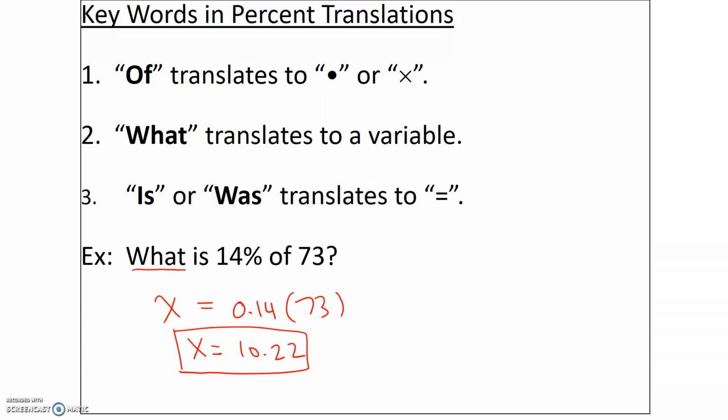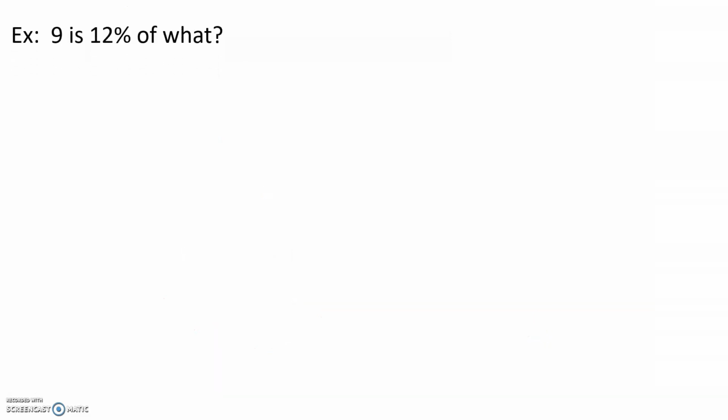Let's look at another example. 9 is 12% of what? So 9 is 9. The word is translates to equal to in the mathematical symbol. 12%, we have to convert the percent to a decimal. This will give you 0.12. Of is multiplication, and what is x? So 9 equals 0.12 times x.